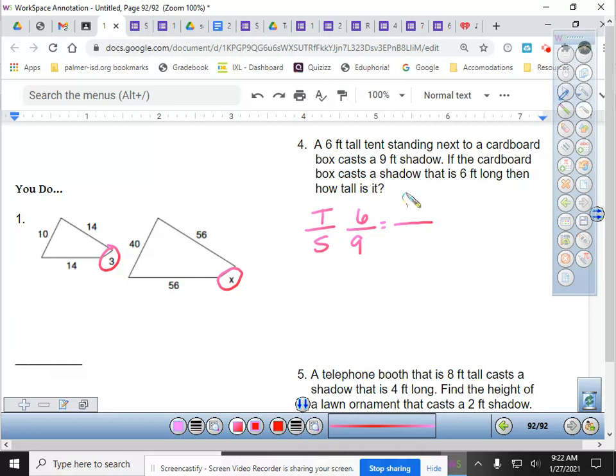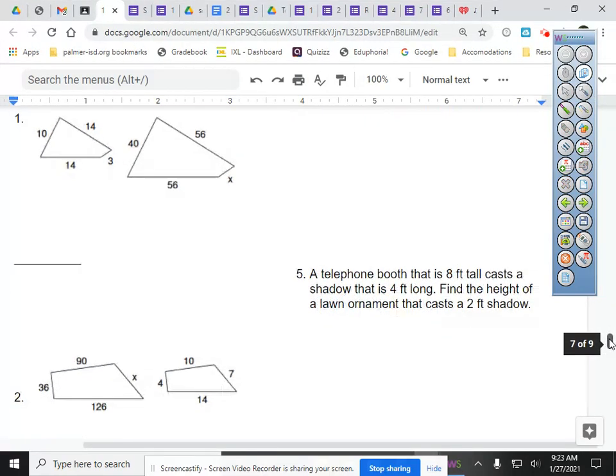With me so far? Yes, ma'am. If the cardboard box casts a shadow that is 6 feet long, then how tall is it? Where does the other 6 go? At the bottom. Good. Words first will always help you. I'll let you guys solve that because I know you won't listen if I don't. And then I want to go ahead and look at number 5. It's another one just like it, but we're going to do that one too.